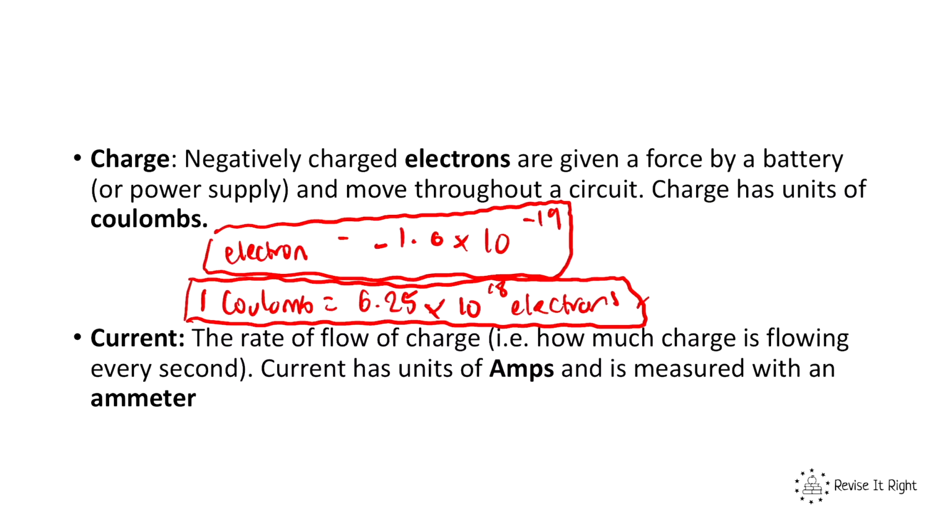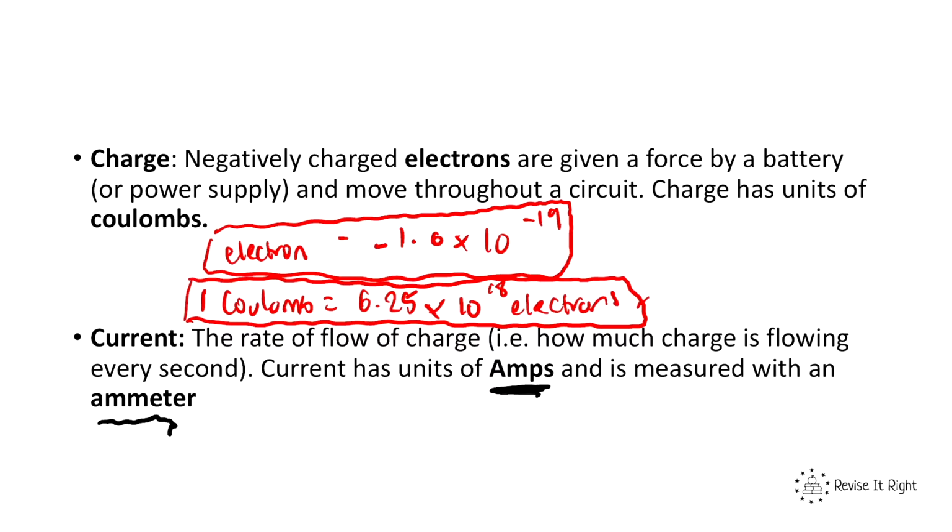Now a current is the rate of flow of charge, i.e. how much charge is flowing every second past a particular point. And its units are the amp or the ampere, and it can be measured with an ammeter. The ammeter measures the number of charges that flow through it in 1 second.